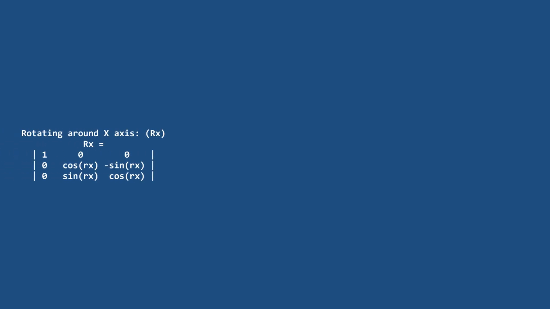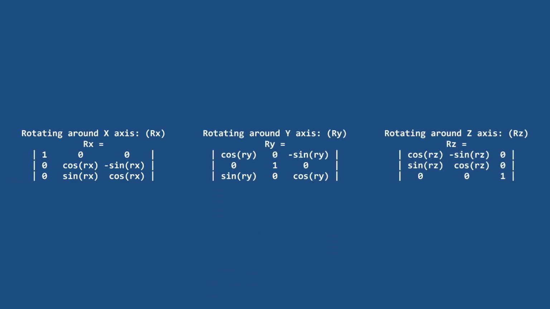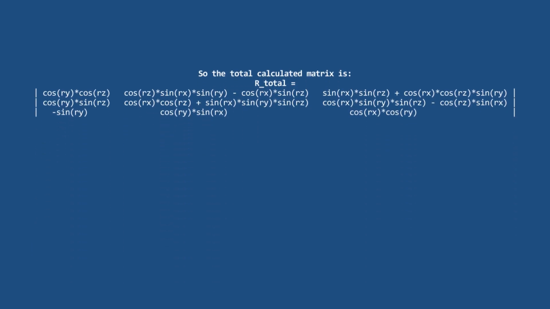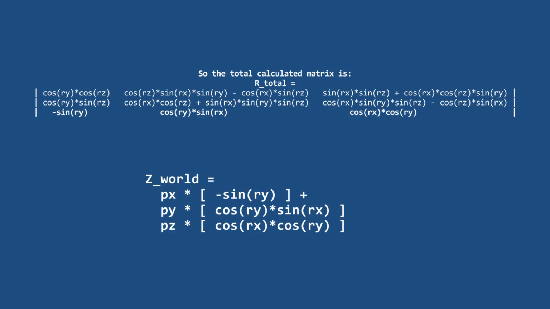So, from a book, this is a rotation matrix around x-axis, around y-axis, and around z-axis. And the total rotation matrix in order is this. So, the total calculated matrix is the following. And from this we can nicely get our x world, our y world, and our z world coordinates.